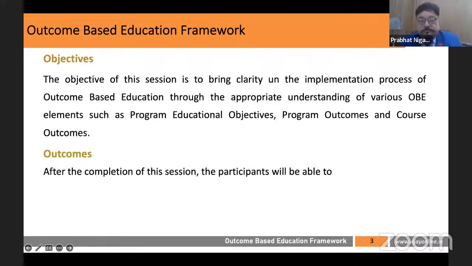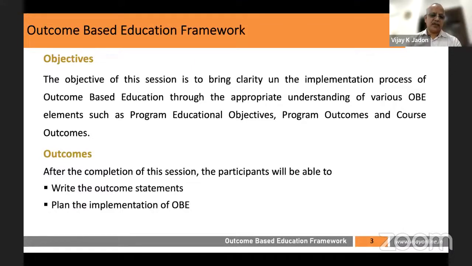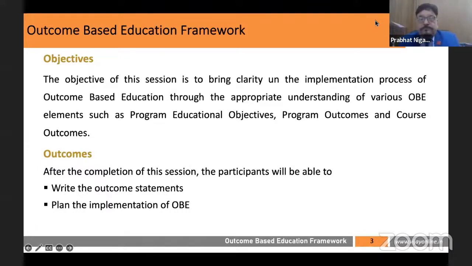And the outcomes of this session: after completion of this session, the participants would be able to write the outcome statement and plan the implementation of OBE. The objective and outcomes are mentioned here deliberately, just to make you aware that these are two different things. Objectives are written with one framework in mind, and outcomes with another framework in mind. That is where the difference lies between conventional education and outcome-based education. In conventional education, we talk about objectives, and in outcome-based education, we talk about outcomes.